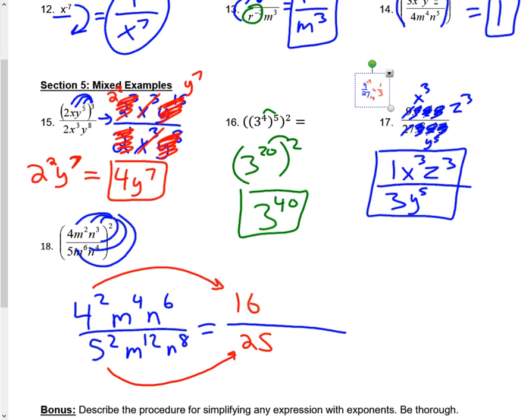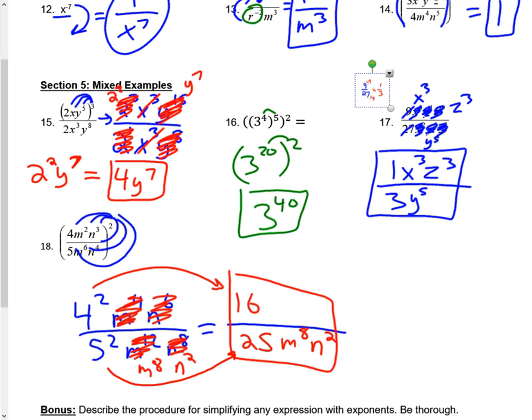All right, let's look at the m's. I've got 4 on top, 12 on the bottom, so 4 can cancel out on both the top and the bottom. And I'm left with 12 minus 4, which is 8. So m to the 8th power on the bottom. N's, I've got 6 on top, 8 on bottom, so get rid of 6 there, get rid of 6 here, and I'm just left with 2. So n to the 2nd power, n squared. That is fully simplified, and the reason is because 16 over 25 you can't reduce.